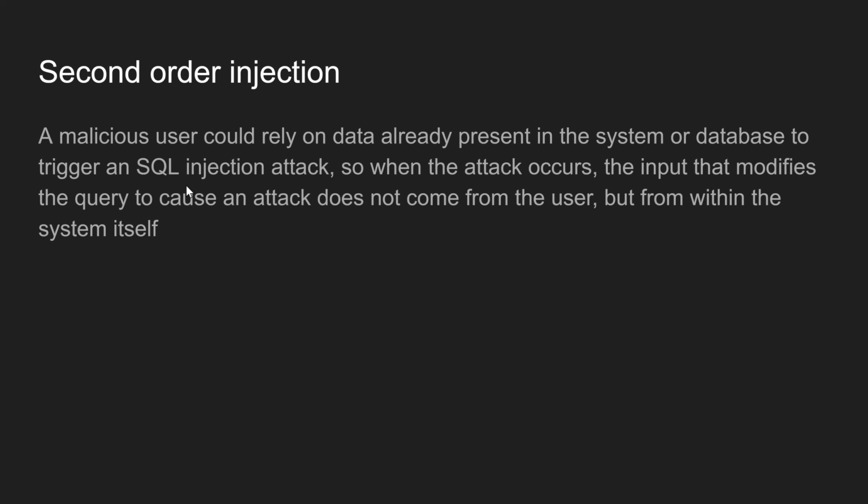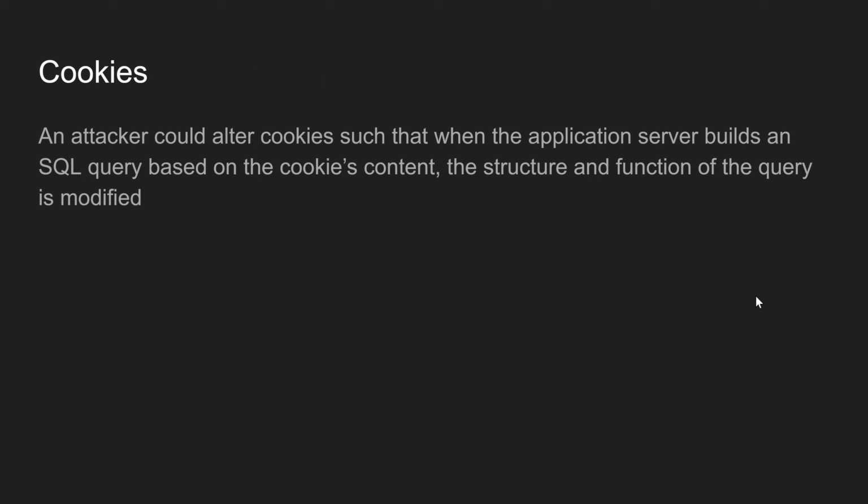Second order injection. A malicious user could rely on data already present in the system or database to trigger an SQL injection attack. So when the attack occurs, the input that modifies the query to cause an attack does not come from the user but from within the system itself. Cookies: an attacker could alter cookies such that when the application server builds an SQL query based on the cookie's contents, the structure and function of the query is modified.